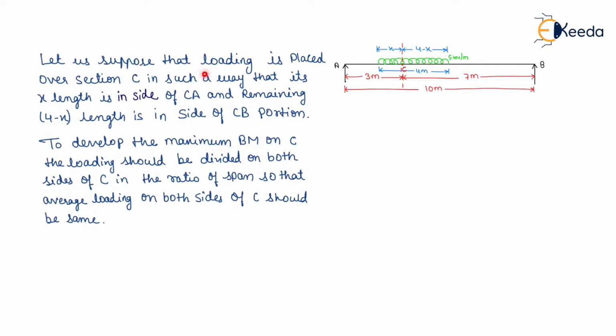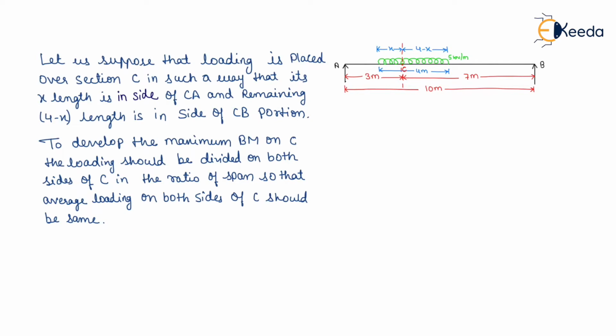Let us suppose that loading is placed over section C in such a way that its x length is inside of CA, that is this portion, and the remaining 4 minus x length is inside of CB portion. It means that this 4 minus x length will be inside of BC portion. To develop the maximum bending moment on C, the loading should be divided on both sides of C in the ratio of span so that average loading on both sides of C should be same.